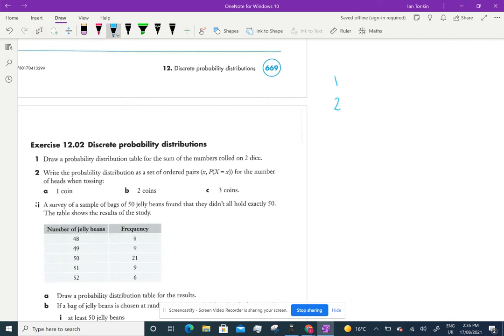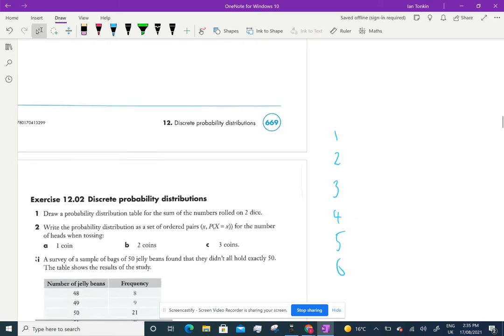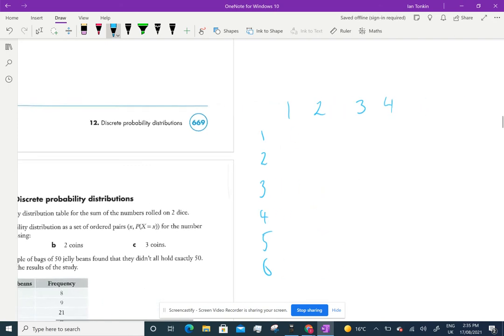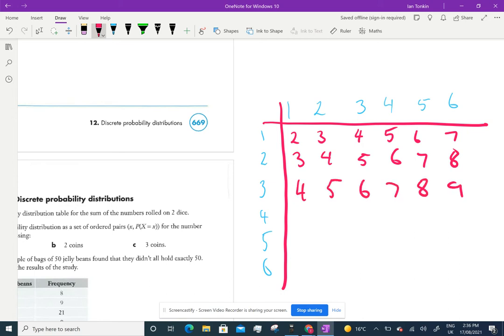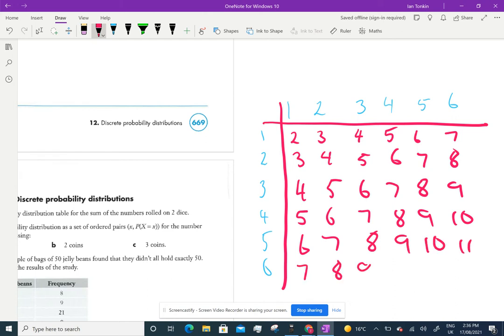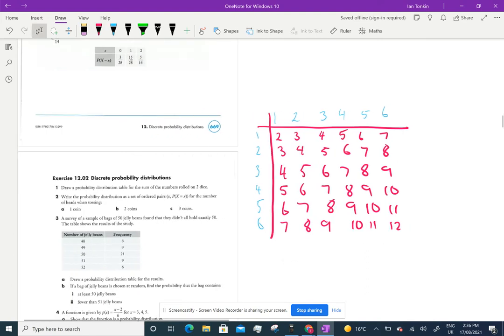So we've got 1, 2, 3, 4, 5, 6, and 1, 2, 3, 4, 5, 6. And what am I doing? I'm adding them. 1 and 1 is 2, 2 and 1 is 3, 4, 5, 6, 7. 2 and 1 is 3, 4, 5, 6, 7, 8. 4, 5, 6, 7, 8, 9. Remember, I'm adding these two. 4 and 1 is 5, 4 and 2 is 6, 7, 8, 9, 10. 6, 7, 8, 9, 10, 11. 7, 8, 9, 10, 11, and 12. So they're all the different sums, but I had to write a probability distribution for that.